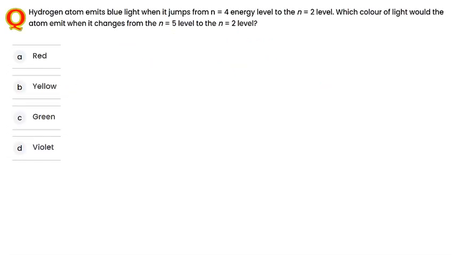Question here is: hydrogen atom emits blue light. This comes under the visible range, so that means Balmer series. This is quite interesting, you just concentrate here. Blue light, all are visible range, so it is moving from 4 to 2, you are having blue light. If it is moving from the fifth level to the second level, what light will come?